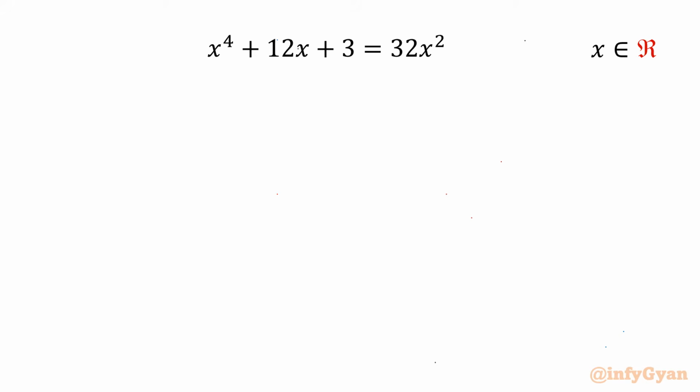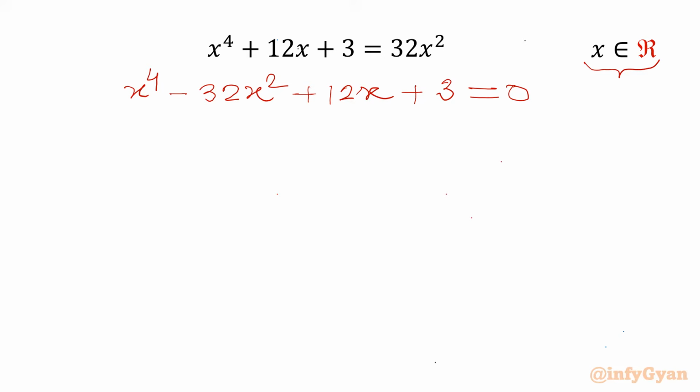In this video, we are going to take up one very interesting question from algebra. Here we have x^4 + 12x + 3 = 32x^2, and we are looking for real solutions. So let's get started by writing our equation: x^4 - 32x^2 + 12x + 3 = 0. Let me call this equation number 1.